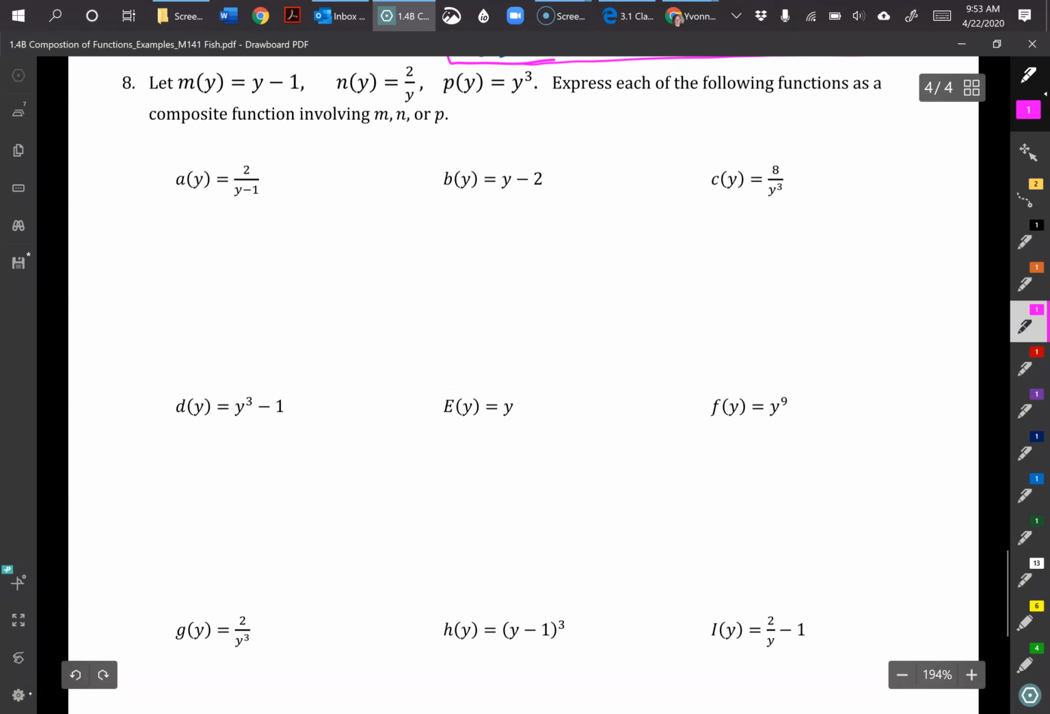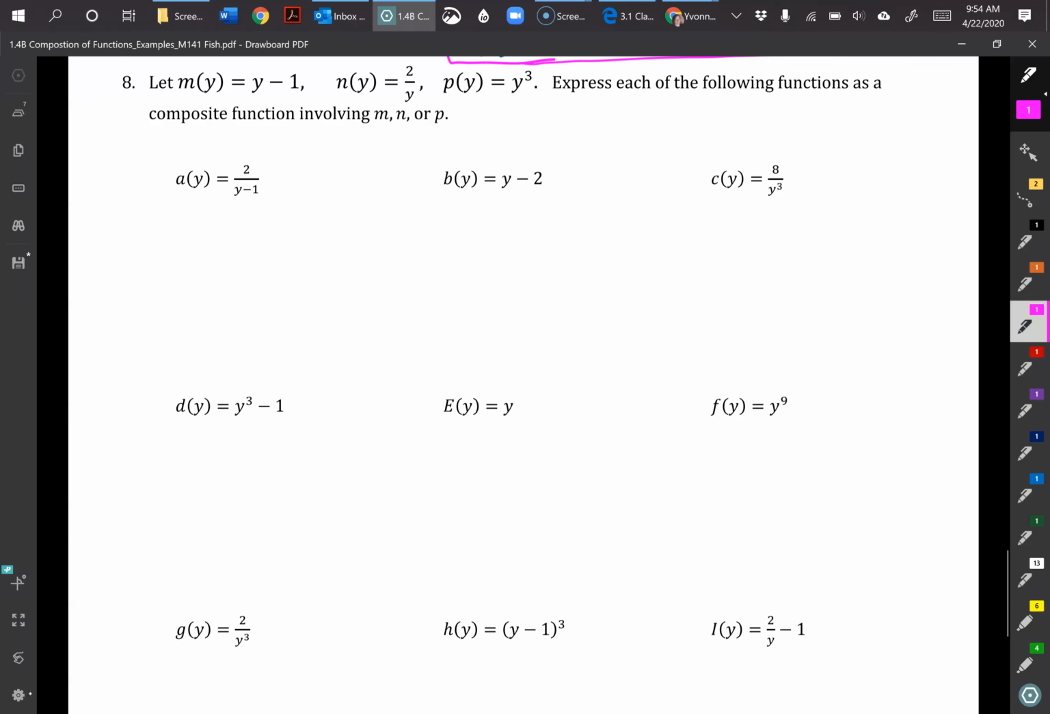Okay, this last problem is kind of like a puzzle, figuring out which of these is true. So we have m of y equals y minus 1, n of y equals 2 over y, p of y equals y cubed. Express each of the following functions as a composite function involving m, n, or p. So I guess we need to write the composite that will make this be true.